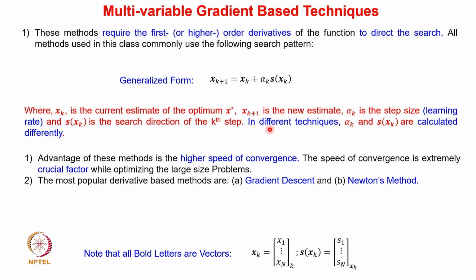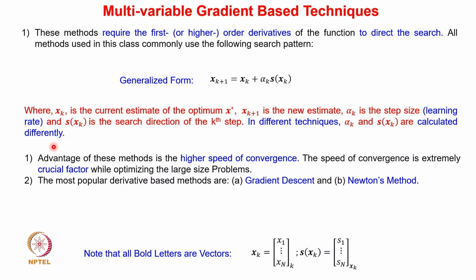So this is the generalized form, but if you look at the different methods used in multivariable gradient based optimization, the only difference between them is in how they use alpha k and sxk. In some methods you will see that the alpha k value is used as 1, in some methods sxk is based on the first order derivative, and in some methods sxk is based on the second order derivative. So you can see that alpha k and sxk are calculated differently in different methods.